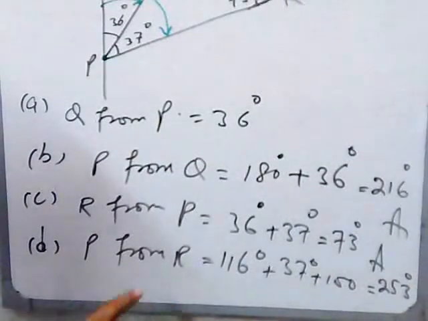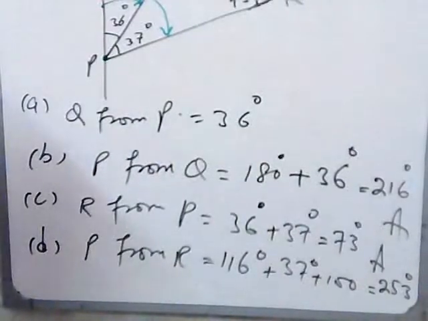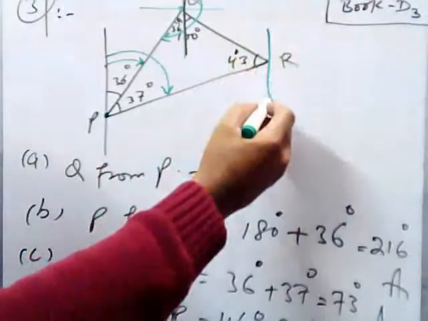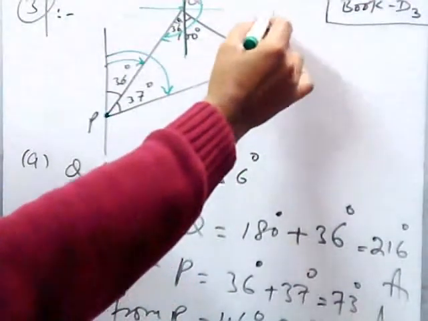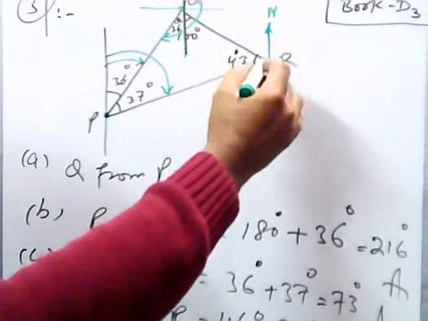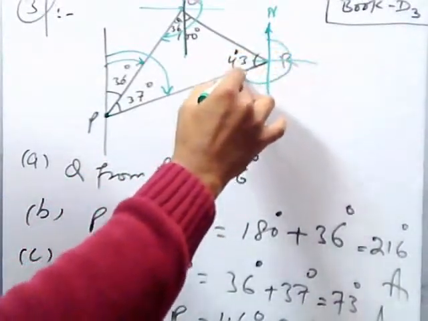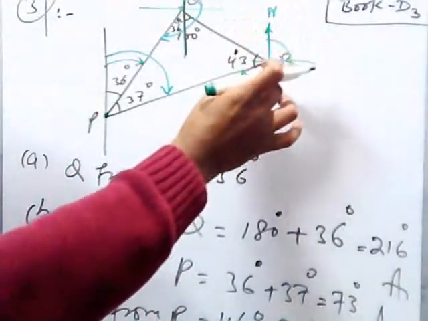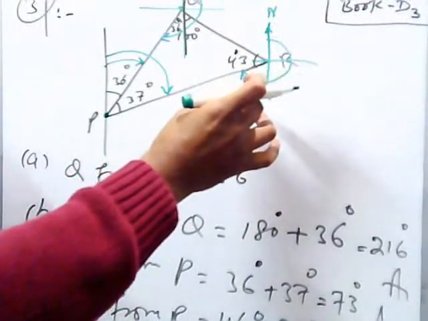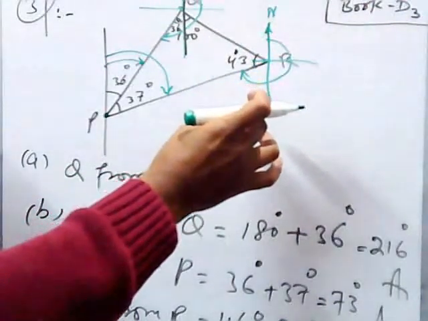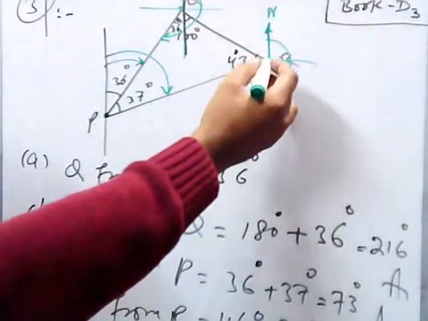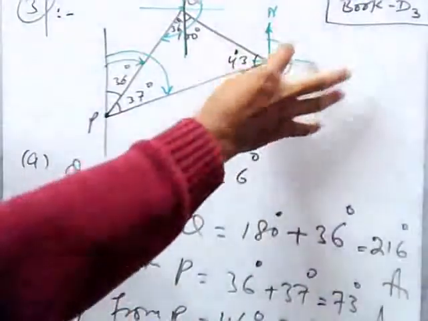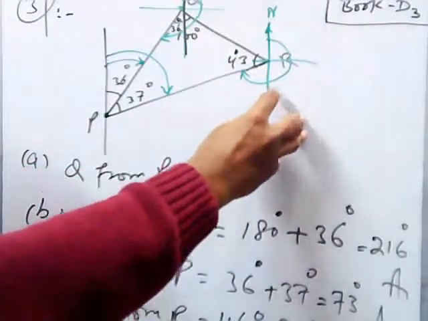That is, from R to P, you have to draw the line from R to P. That is your reference point. That is a north point, R to P. That is a horizontal line. Turn up to this. So which angle is this heading? It should be plus, and because these are alternate angles, vertical angles, that is your 116.